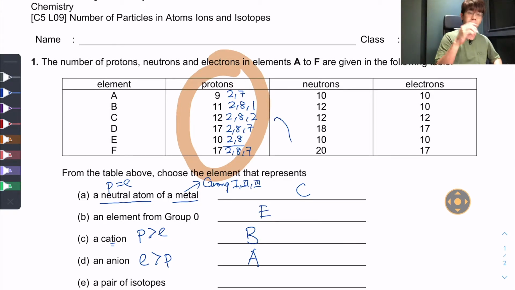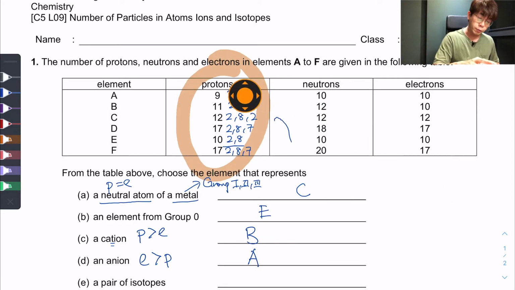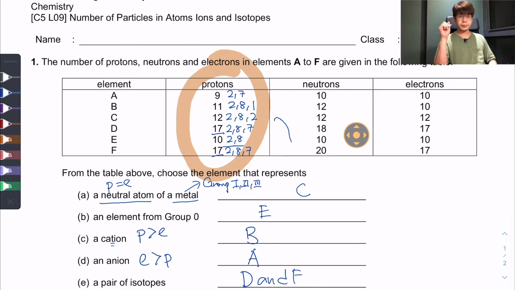Last one, pair of isotopes. Please recall, what's the definition of an isotope? Isotopes are atoms of the same element with the same number of protons and a different number of neutrons. Same number of protons, so immediately I can zoom in on D and F. Do they have a different number of neutrons? Yes, so the pair of isotopes is D and F.